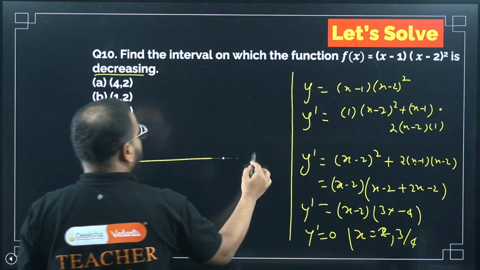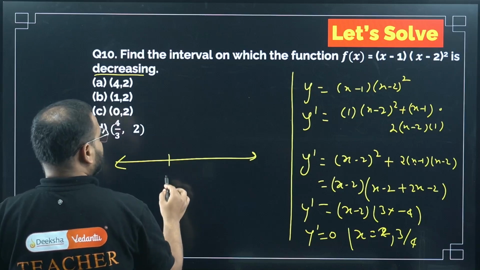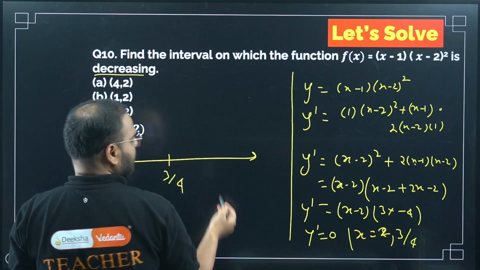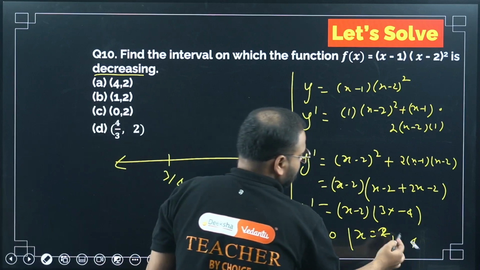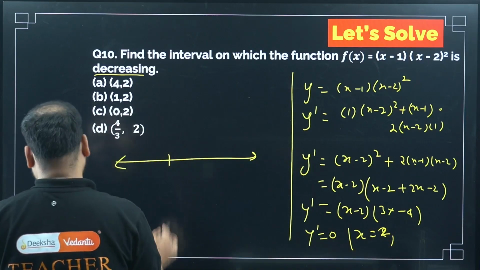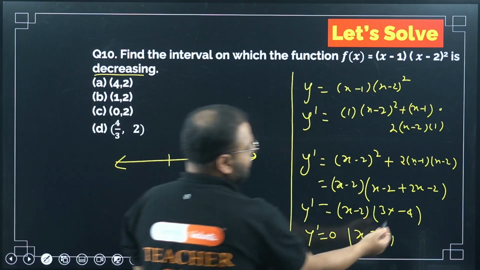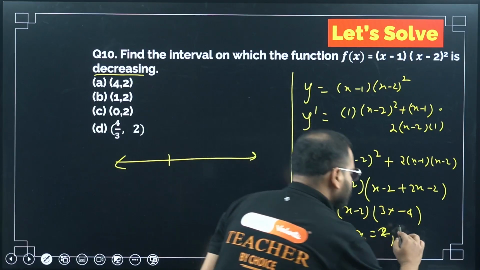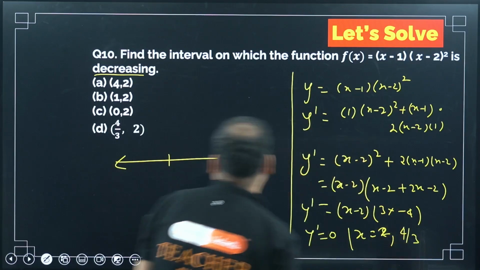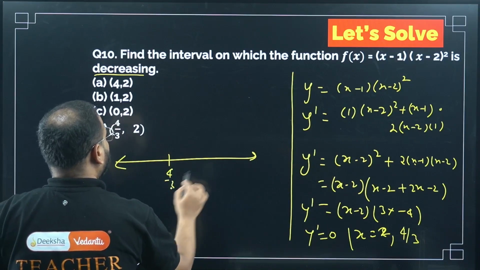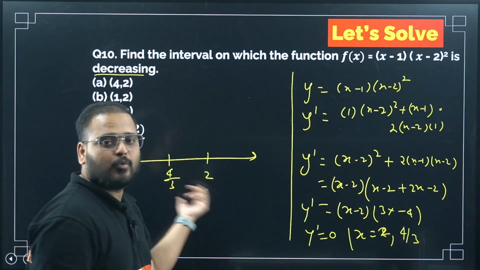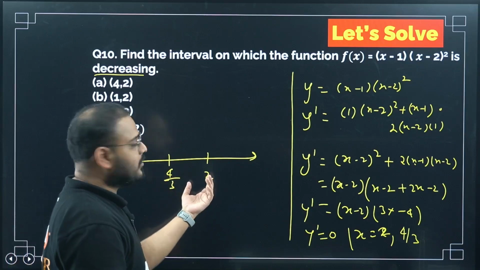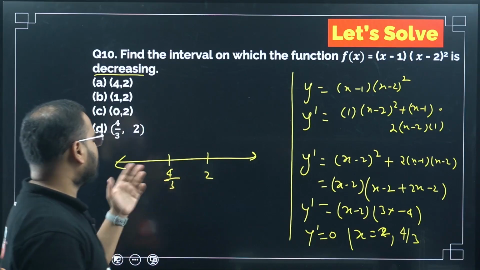Plot in the number line. So 3 by 4 will come here, and sorry, not 3 by 4, forgive me, 4 by 3, right? Not 3 by 4, 4 by 3 will be the critical point, because if I take it equal to 0, the 4 will go on the other side. My calculation mistake, forgive me please. 4 by 3 and 2. 4 by 3 is more than 1, and 2 is obviously more than 1, so 4 by 3 will come first, then 2 will come here.